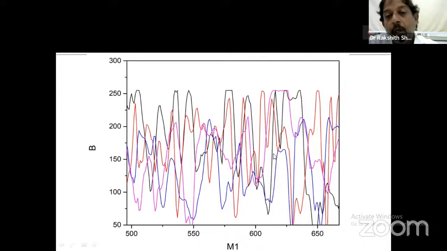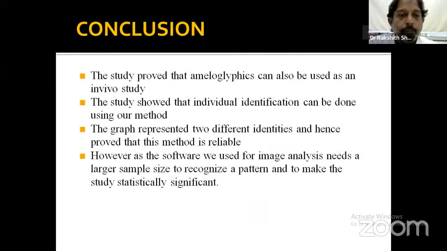We found 4 or 5 individuals with different graphic representation. So each graph showing a different unique variation. So this is how we came to a conclusion that this study can help us in achieving a lot of success in our future studies. I want to even make this study bigger.